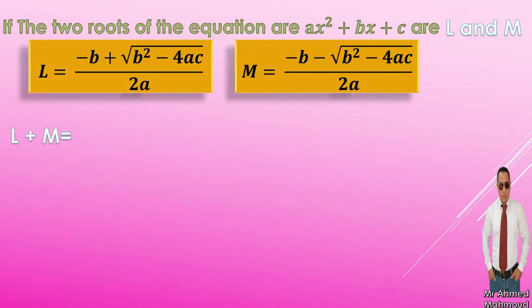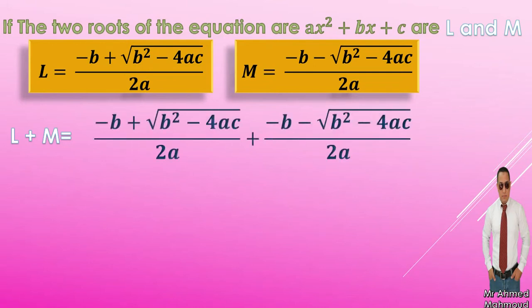First, L plus M. I'm going to add the two roots together like this: negative b plus the root over 2a, negative b minus the root over 2a. When we add two fractions, if we have the same denominator, we write down the denominator and add the numerators. For example, if we have a fraction like this, 3 over 7 plus 1 over 7, we do what? We write down 7 and 3 plus 1 equals 4.